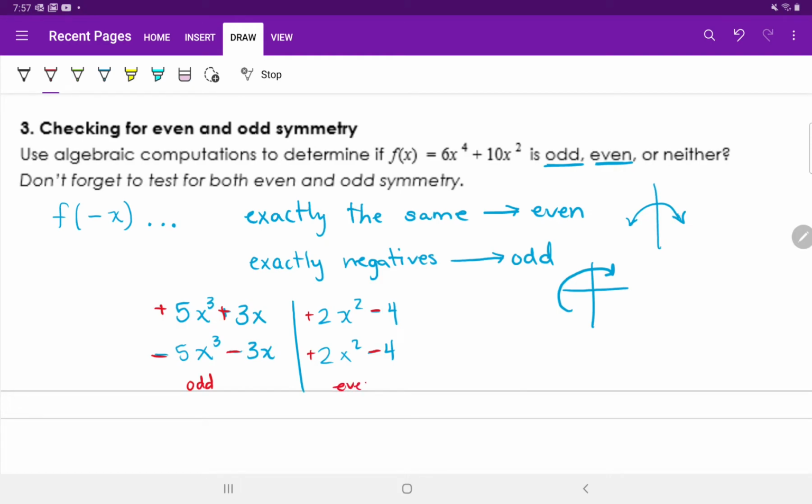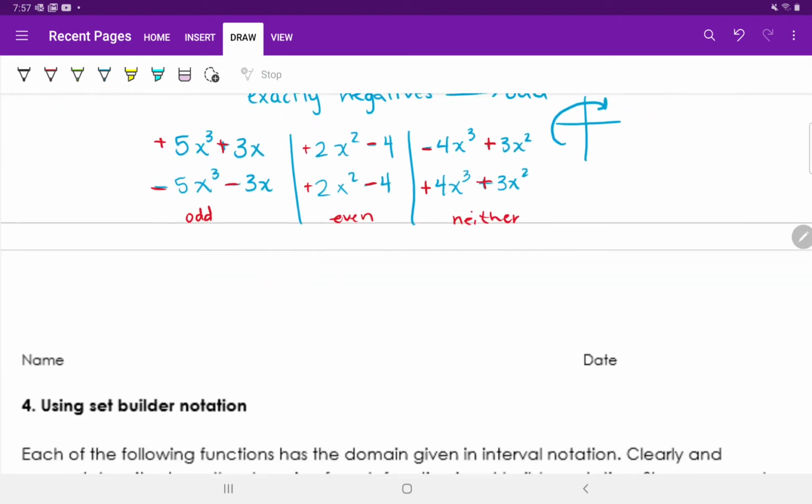This would be even. And finally, if we started with something like negative 4x cubed plus 3x squared, and we ended with positive 4x cubed plus 3x squared, this is going to be neither. We started with a negative and ended with a positive, so these obviously aren't exactly the same, but they're also not exact opposites because this plus didn't change. So this would be neither. Just a few quick examples to kind of show you the type of thing you're looking for.